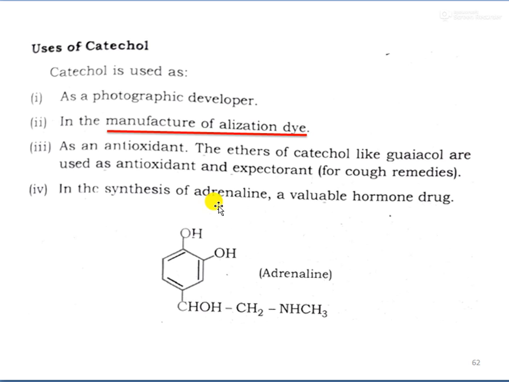Then another important one is the synthesis of adrenaline, which is a hormone drug. You can see the structure of adrenaline here. In the structure of adrenaline you have this catechol part, followed by another group like this: CHOH, CH2, NH, CH3. This is the structure of adrenaline.